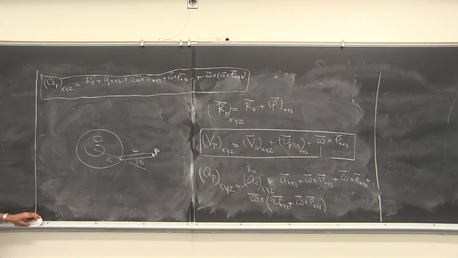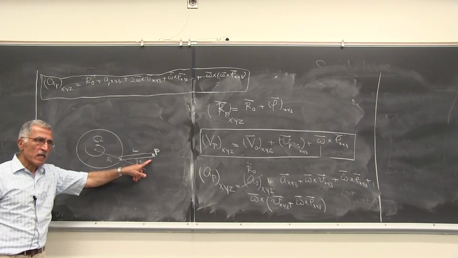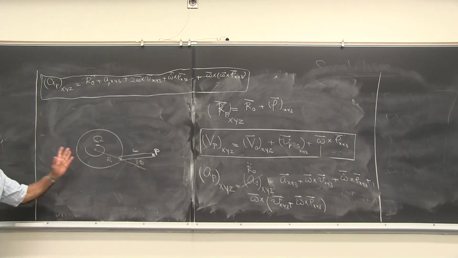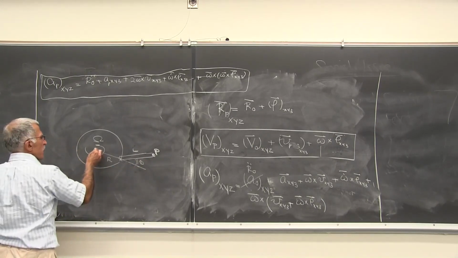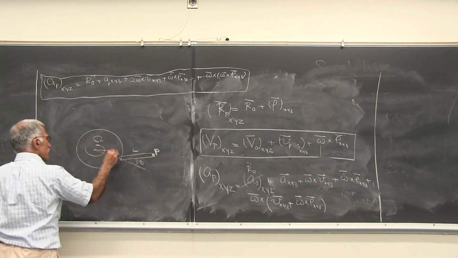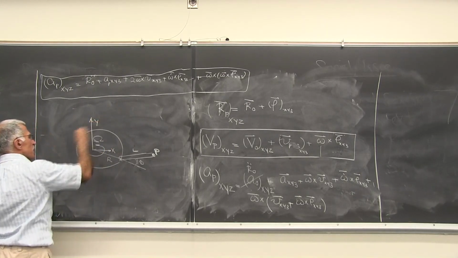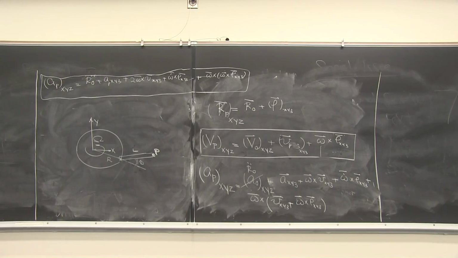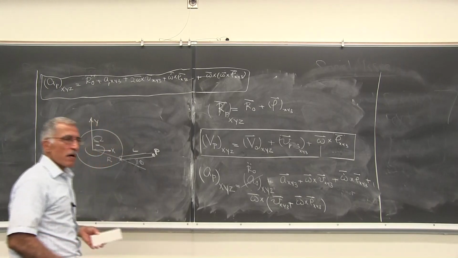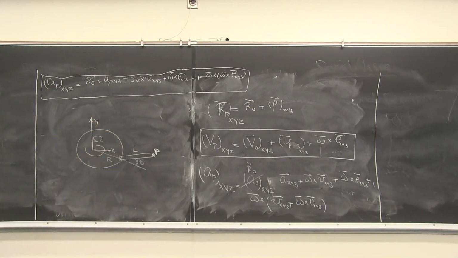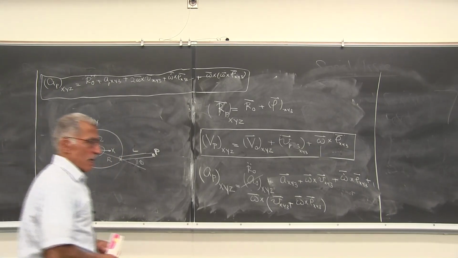So what we are interested in is the velocity of point P with respect to the main reference frame, capital XYZ. XYZ is fixed, the disk is rotating, and that is what we are interested in. As you see, this problem is a little bit complex. It is not trivial.